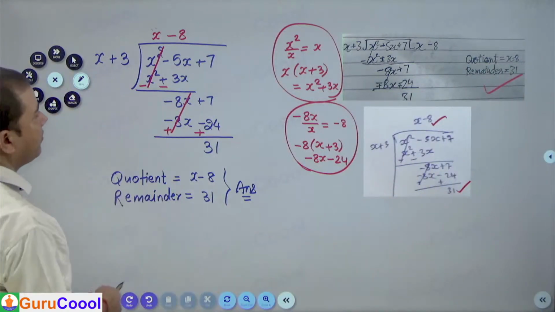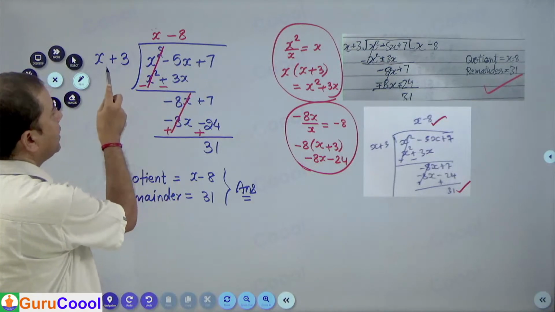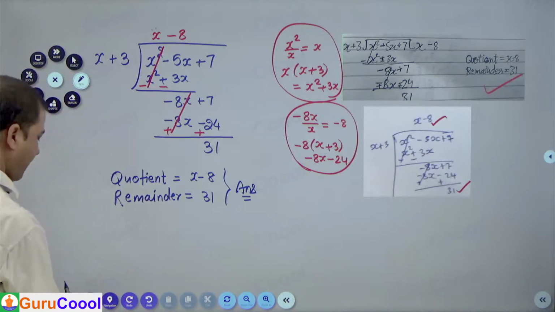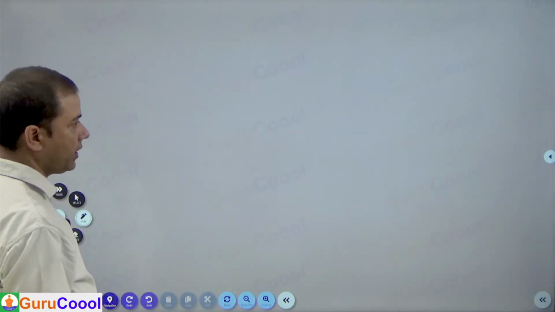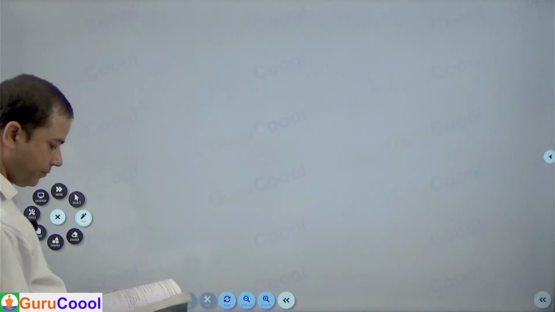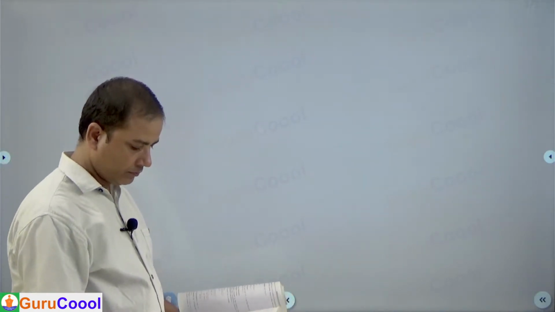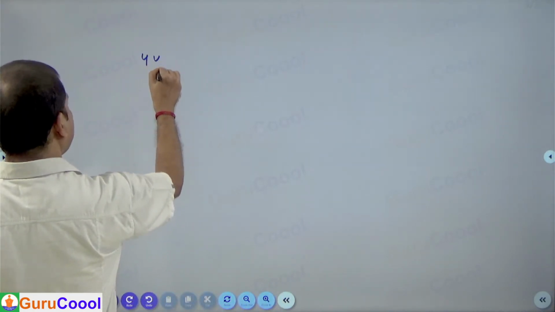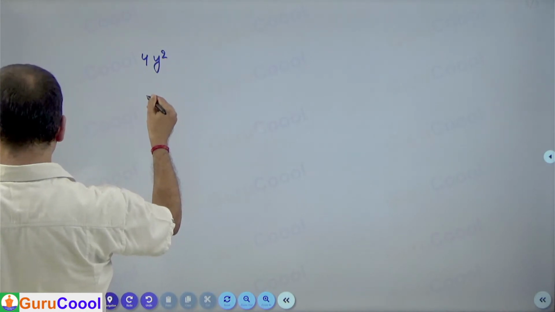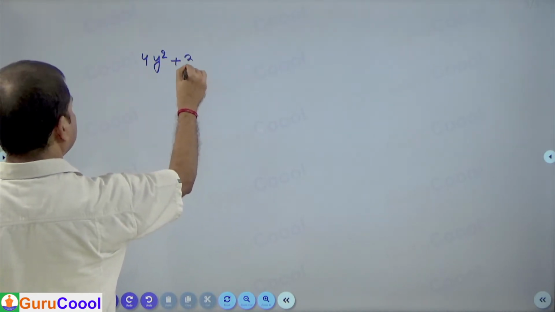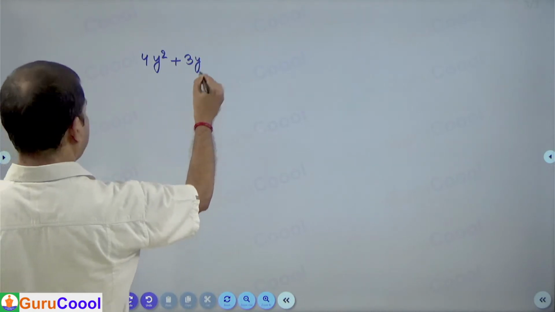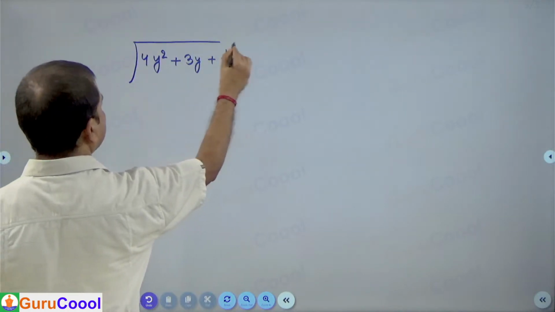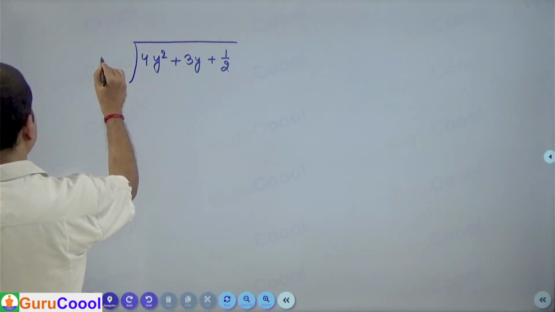Okay. So we have divided here a quadratic polynomial by a linear polynomial. Quadratic by linear. Ready for the next? Yes. The next one is this. 4y square plus 3y plus half. You have to divide this by 2y plus 1.